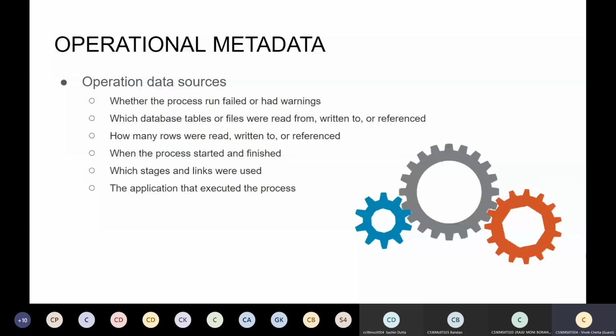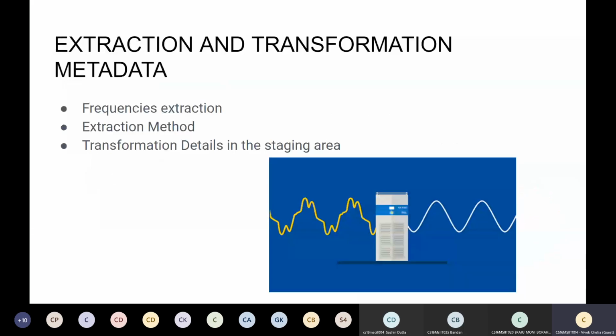Then extraction and transformation metadata contains information about the frequency of extraction, how the extraction is done, the method of it, and the transformation details, which is done in the staging area. And lastly, end user metadata, which can also be called a navigational map. Basically, it's used for locating and applying the business terminology to obtain results from the business perspective. That's all. Thank you.